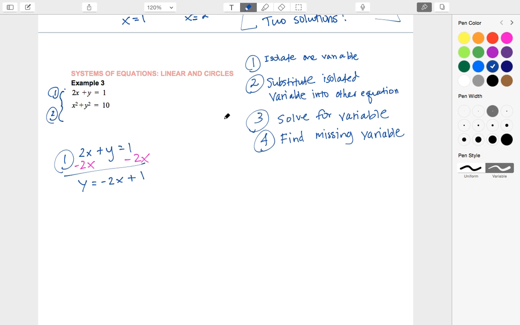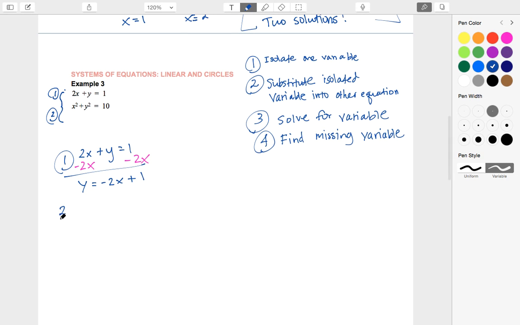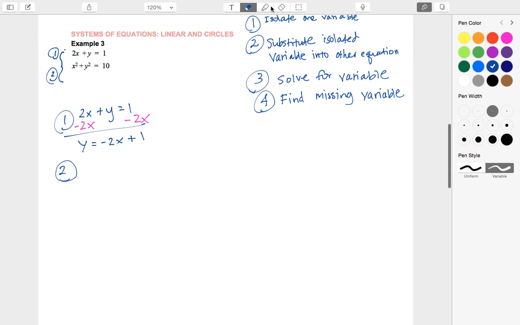Step 2 says to substitute the isolated variable into the other equation, so we're going to go ahead and do that. So I'll write the original equation. So we have x squared plus y squared is equal to 10. Okay, well, since I know that y is equal to this expression, -2x plus 1, I'm going to substitute this expression every time I see y. So I'm just going to substitute it right here. So then we have x squared plus, and I'm going to leave parentheses here, this y value, which is -2x plus 1.